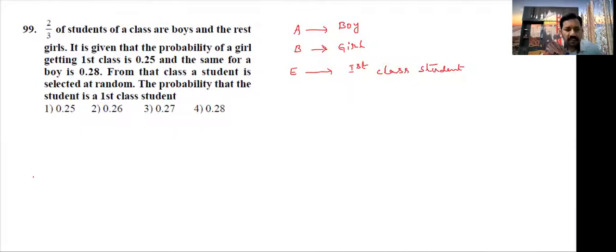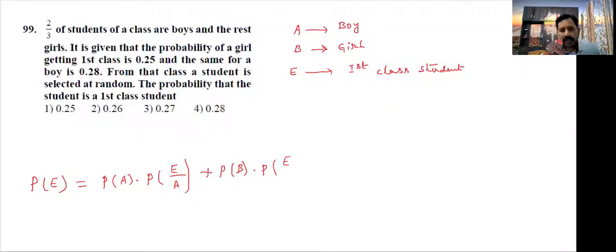Okay. Now, P of E means the probability of a first class student. First select a boy. Boy means A. Then select first class, P of E by A. What is the probability of selecting a first class student whose student is a boy? Next, girl. P of B, P of E by B. This is the total probability theorem formula.